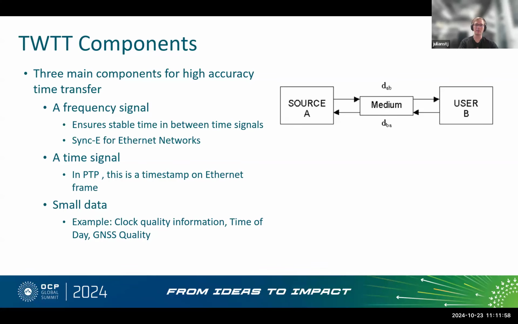This can be things like what PTP messages have in the announce message: clock quality, how traceable they are, but also the time of day. You want one end to know that, okay, it's 2024. You need to transfer that data over some mechanism. It doesn't need to be very fast, it doesn't need to be very high bandwidth, but it does need to have some mechanism of giving data with respect to the time and frequency signal it's sending to the other end.